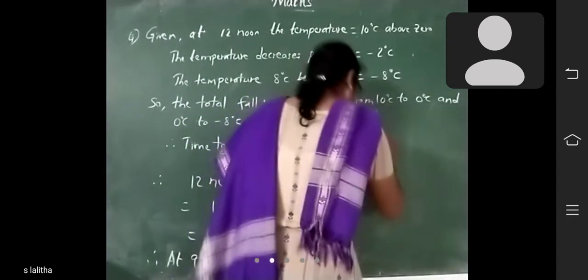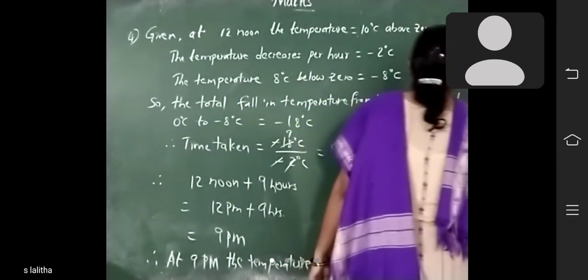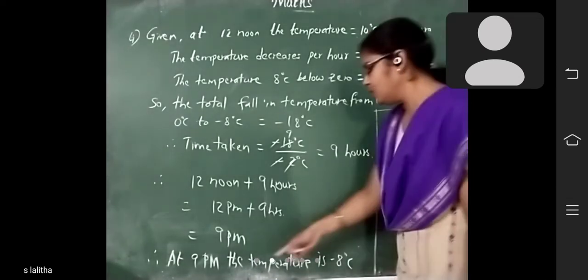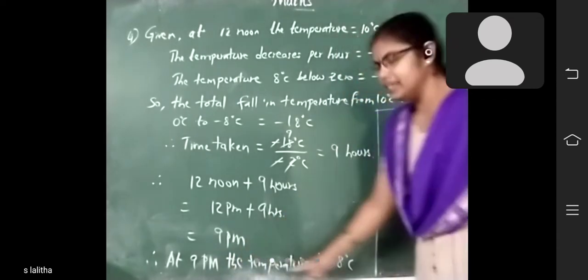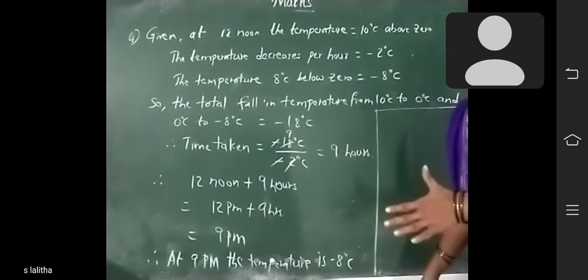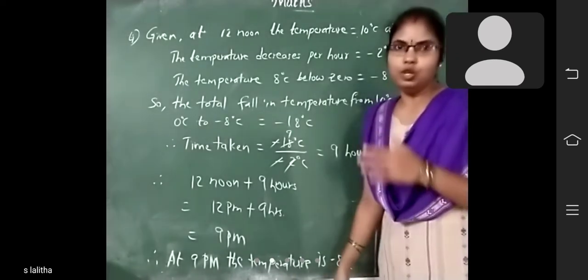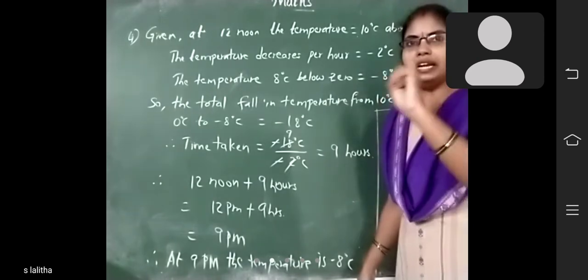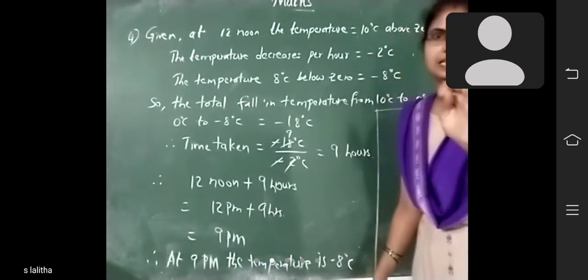Now another question. What is the other question there? At midnight, you should find the temperature. So we already know at 9 o'clock the temperature will be minus 8 degree centigrade. Midnight means up to 12 o'clock. 9 after how many hours? 9 after 10, 11, 12. 3 hours are there.